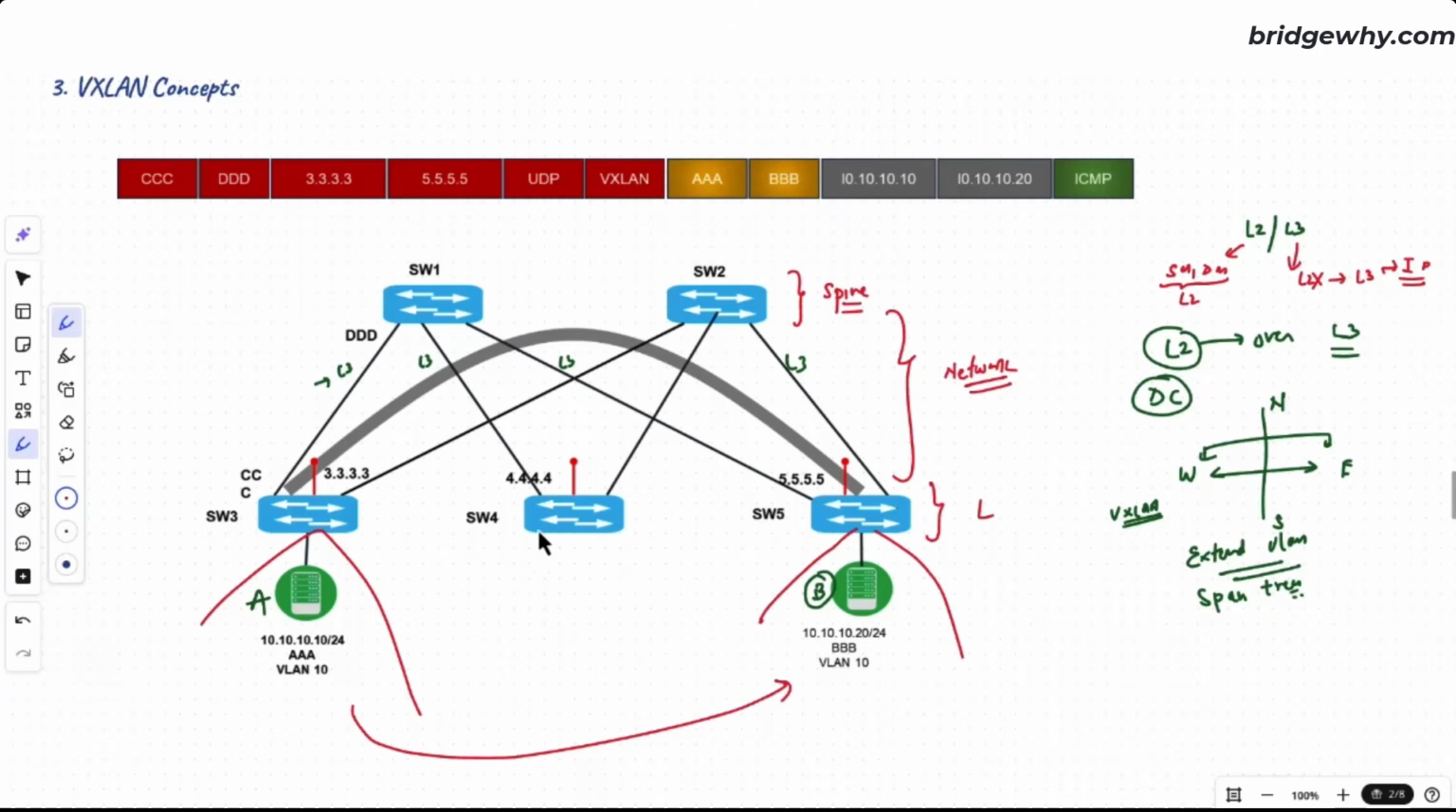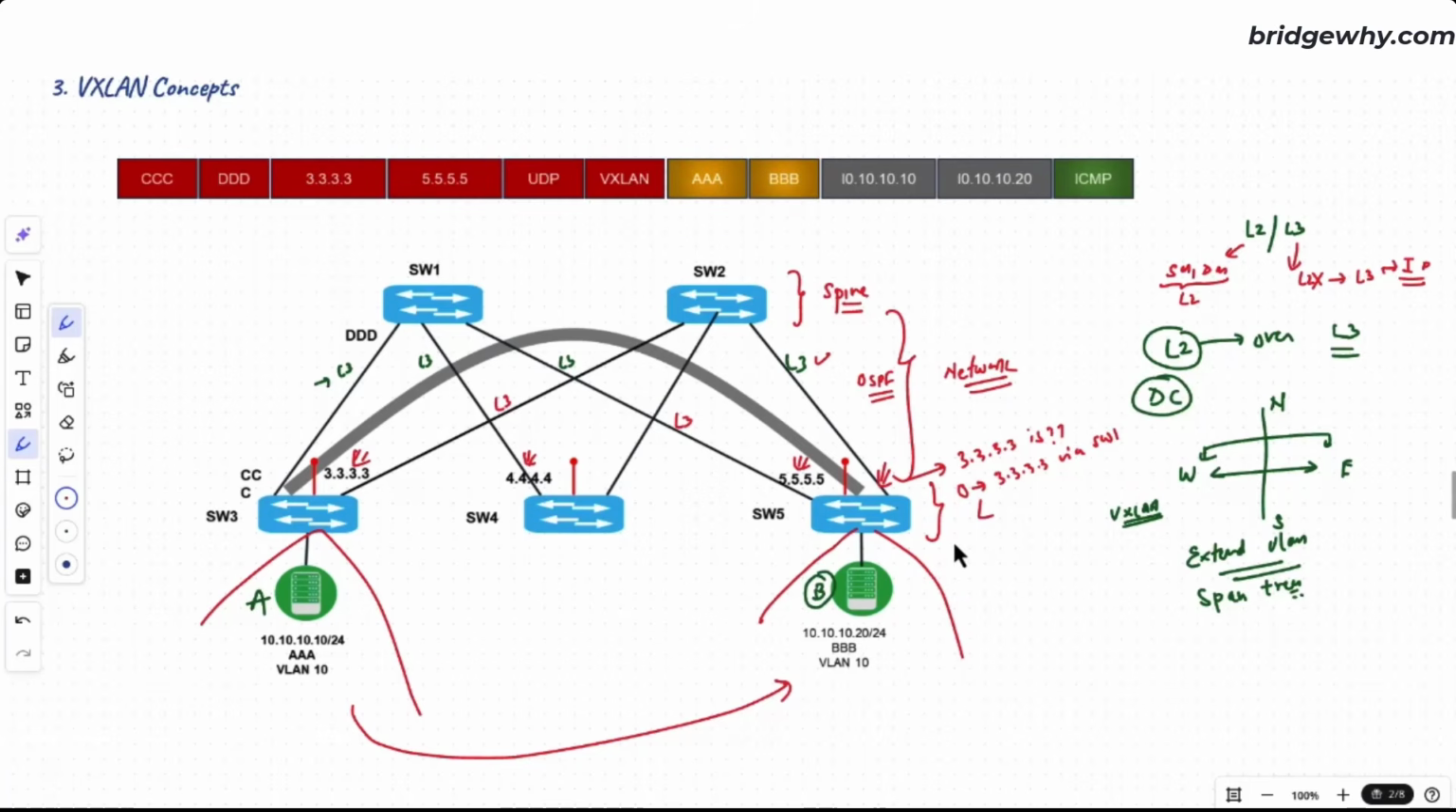I have configured loopback interfaces 3.3.3.3, 4.4.4.4, and here we have 5.5.5.5, right? And now I have changed every link to L3. This is L3, this is L3, this is L3, and I am running a protocol known as OSPF. If I run the OSPF protocol, then of course switch 5 knows where 3.3.3.3 is, because it now has the route learned by OSPF that 3.3.3.3 is reachable via switch 1. As simple as that, right?